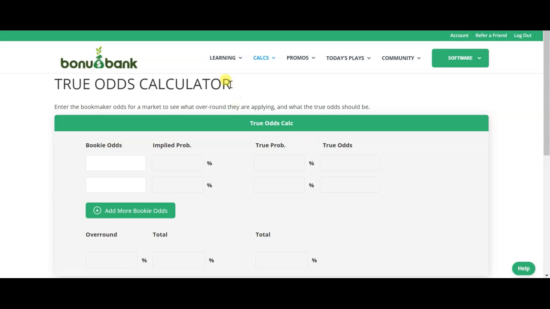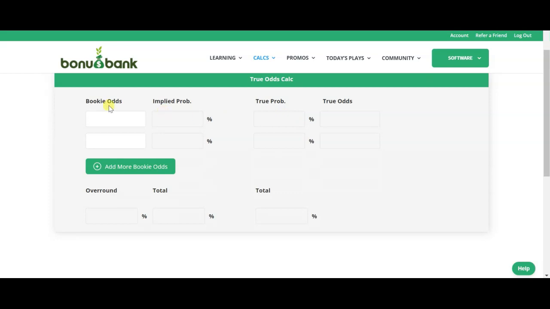So you can see here, we've got columns for the bookmaker odds, the implied probability, the true probability, and the true odds. And down the bottom, we're going to calculate the overround, which is the margin that the bookmaker adds to the market to make the profit. And we've got a couple of totals here. I'll explain that a bit more later. But you can see that the only fields that you have to fill in are the bookmaker odds.